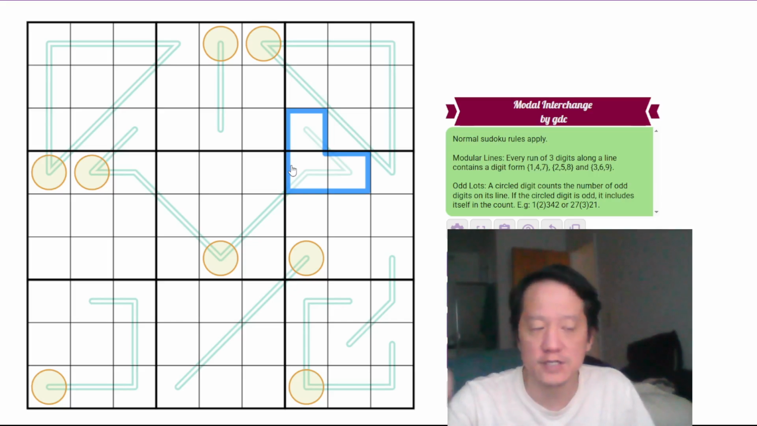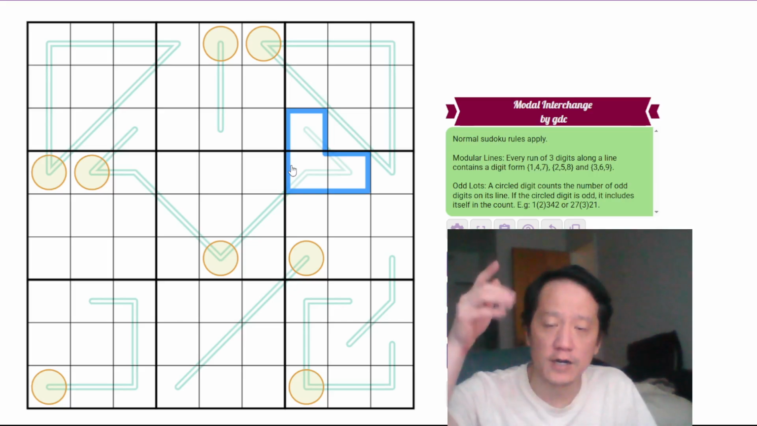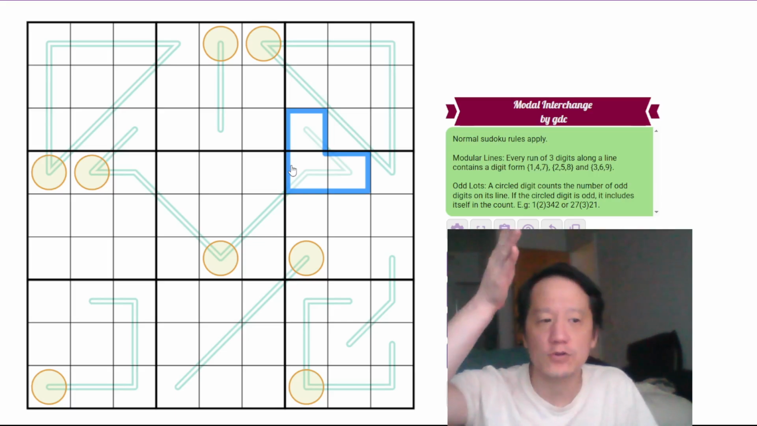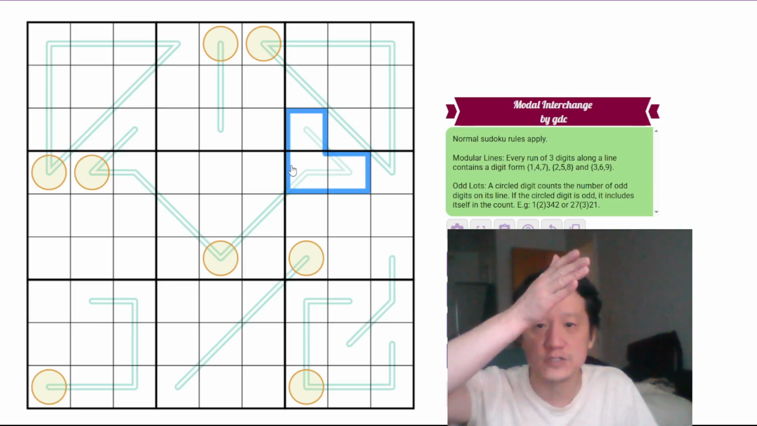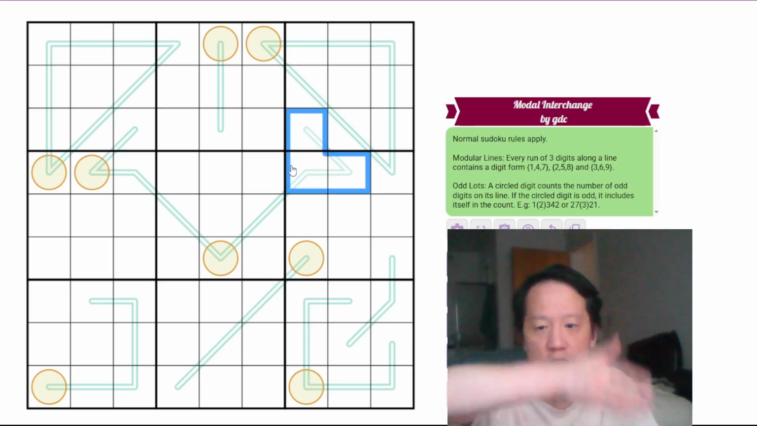So if you look at it on the number keypad, you have the digits 1, 4, 7, which are on the left side. You have the digits 2, 5, and 8, which are in the center, and the digits 3, 6, 9, which are on the right side.